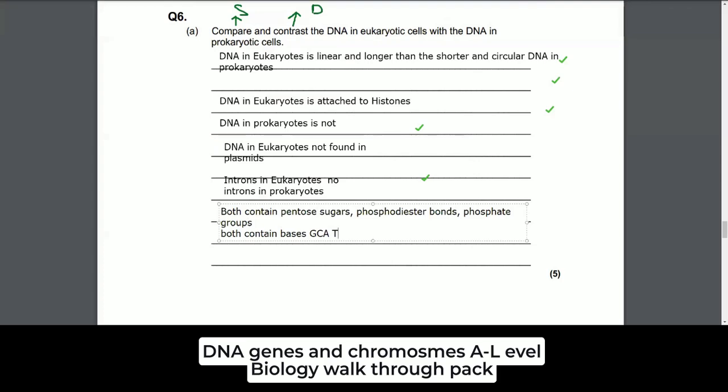So here's a lot of similarities. They both got pentose sugars. They both have deoxyribose. They both have phosphodiester bonds. They both contain phosphate groups. They both have GCAT, and they're both held together by hydrogen bonds. So there's loads of similarities as well. You could just pick a few of those, and they'll smash you out the rest of the marks. All right, let's move on.